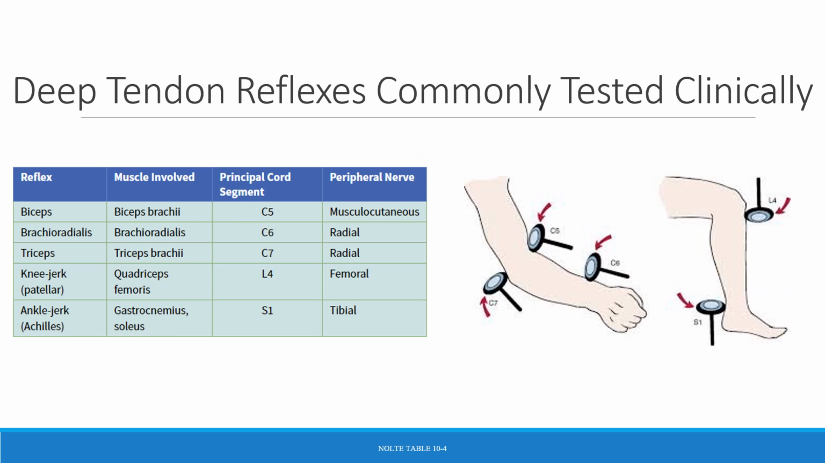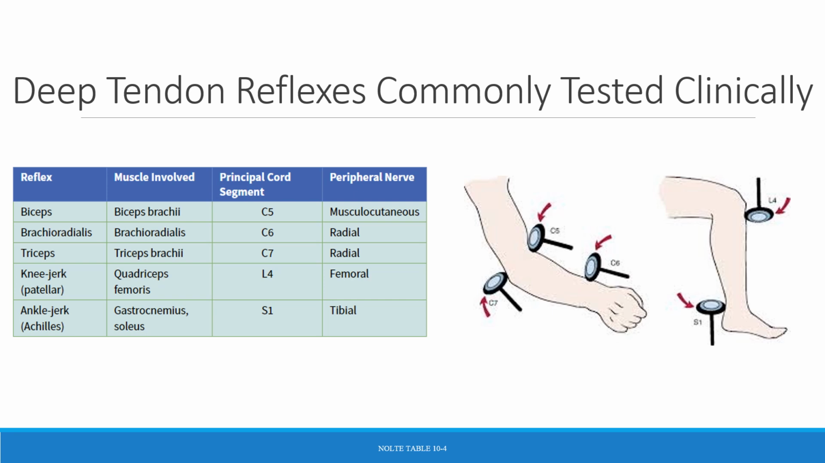This is a commonly tested deep tendon reflex chart here. So looking here at this blue chart, you can see the reflex over on the left, so biceps brachii. Principal cord segment is C5. So when you know that the biceps brachii is innervated by C5, C6, it gets a little confusing, but go for C5 as the principal cord segment, the main one. Okay? Peripheral nerve here being tested is going to be musculocutaneous nerve. Brachioradialis muscle. Easy, right? That's going to be C6. That's the radial nerve. Triceps, that's C7, radial nerve as well.